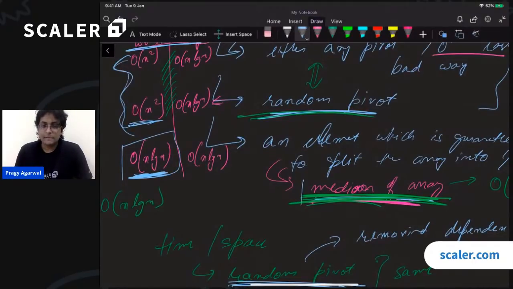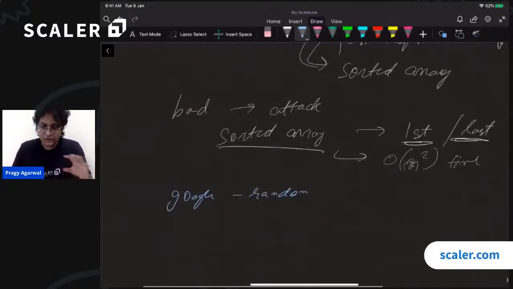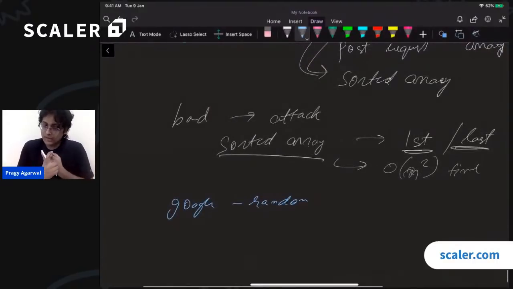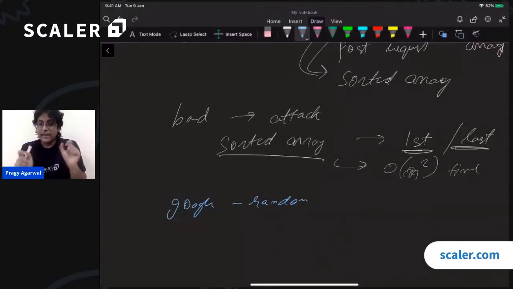Is that clear, guys? Cool. So this was all about quicksort. Just to recap, we discussed what quicksort was. We discussed this pen and caps problem in which you could not really compare elements. You could only compare pens with caps and caps with pens. But we saw that using quicksort, we can still sort them, we can still match them up.